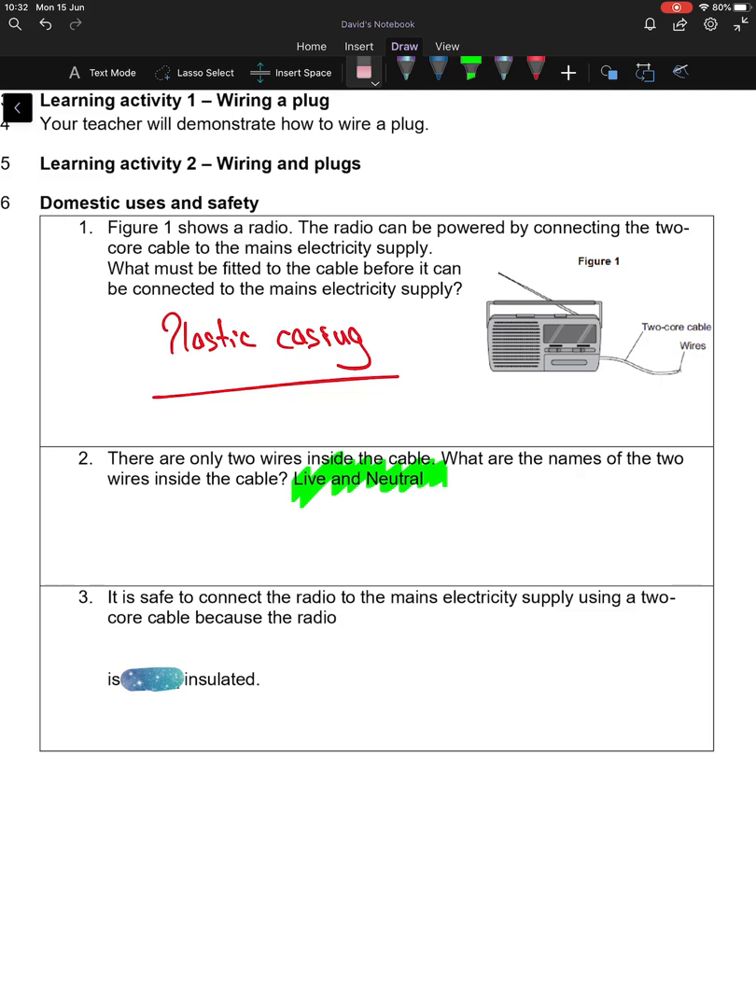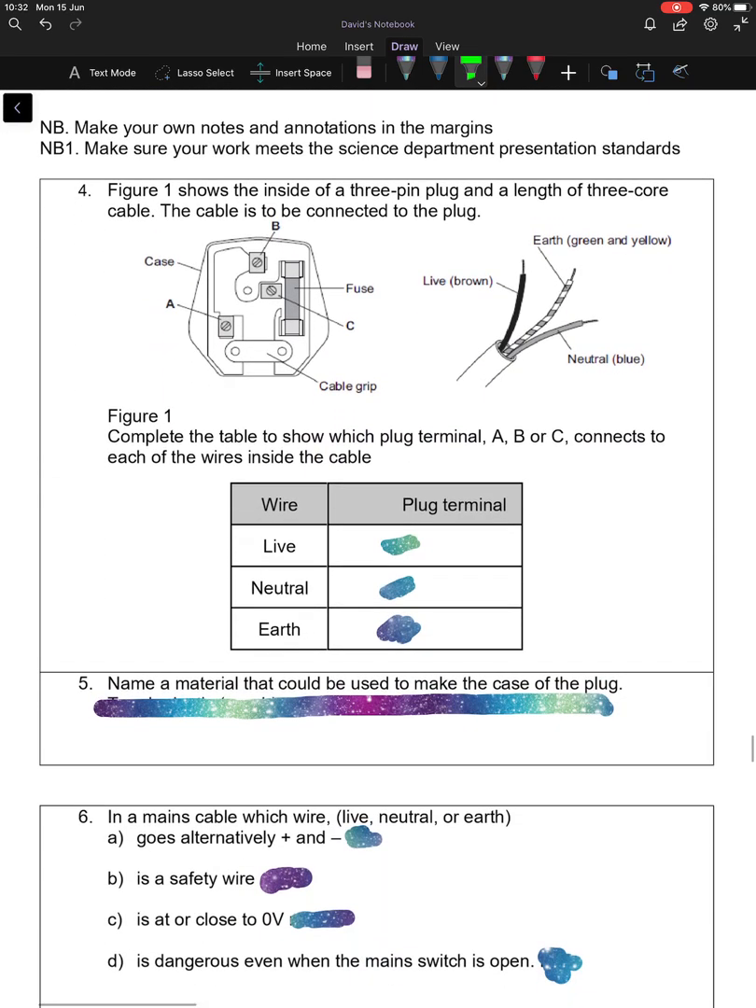Now, what's the phrase? It's safe to connect the radio to the mains electricity supply using a 2 core cable because the radio is what insulated? What phrase have we used so far? Double insulated.